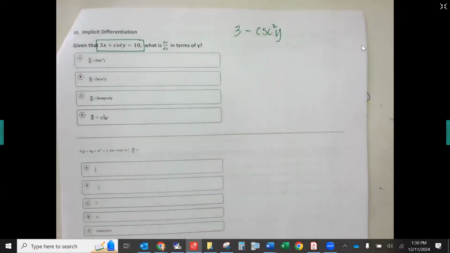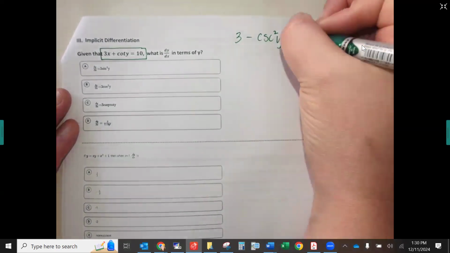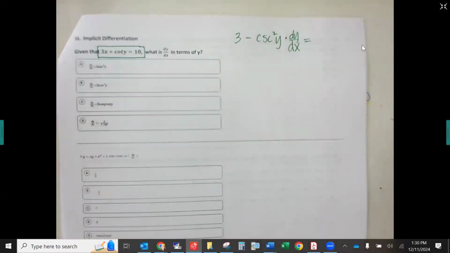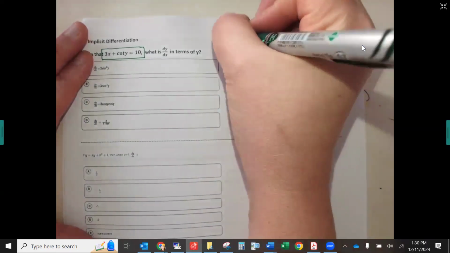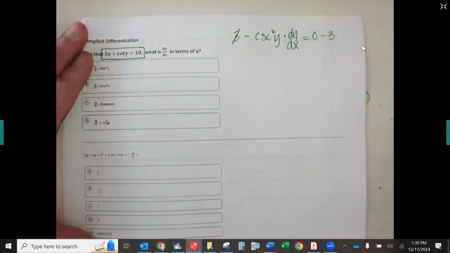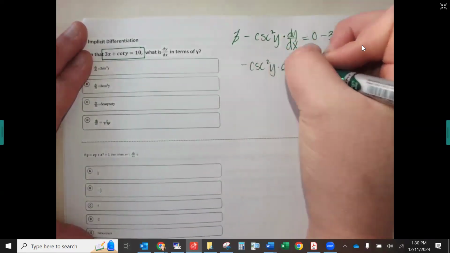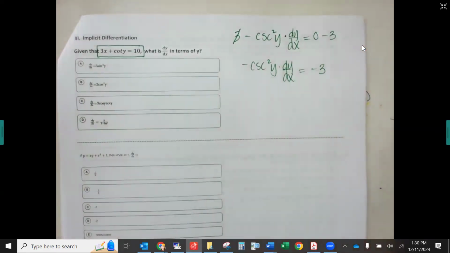No, before that, what letter did you have? Was it an x or a y? And y's leave what? dx. Okay. Then from there, the derivative of 10 is going to go to 0. From here, what can we push across to the other side? What number? Okay, the 3. So I'm just going to minus the 3 across like that. So I have negative cosecant squared y dy/dx equals negative 3. From here, how can I get rid of the negative in the front?